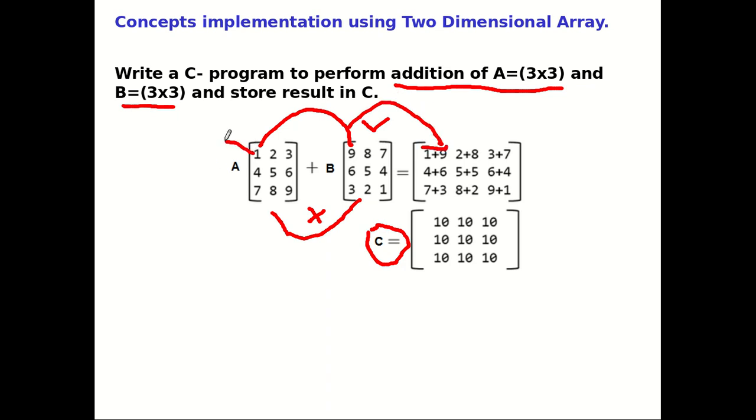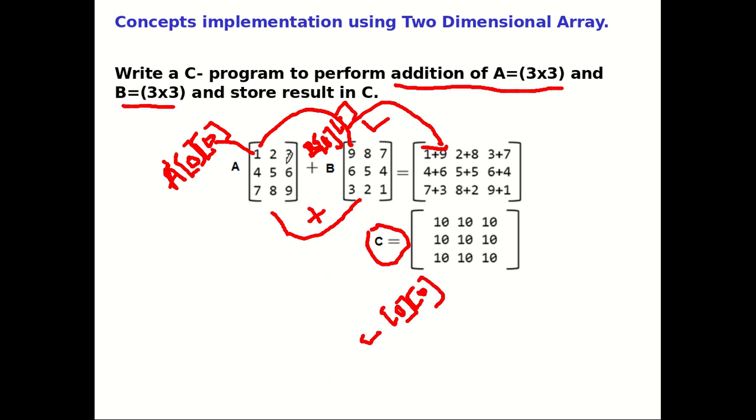This particular element is represented as A of 0, 0. This is matrix B, and this particular element is B of 0, 0. The result will be stored in C of 0, 0.